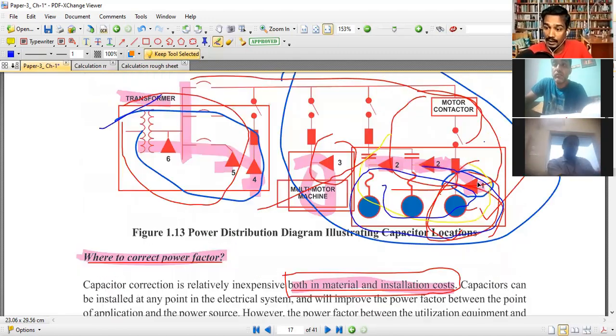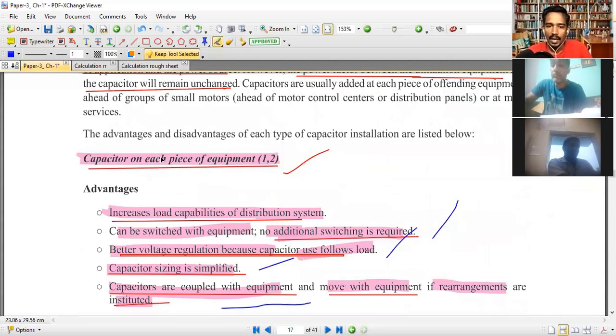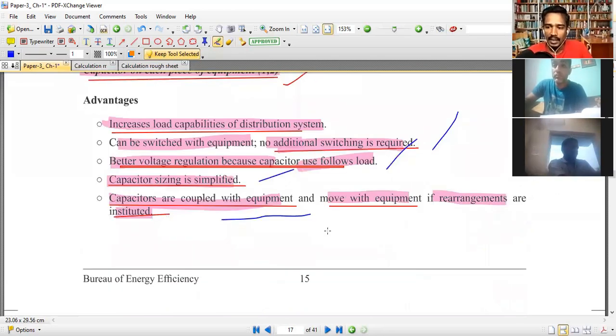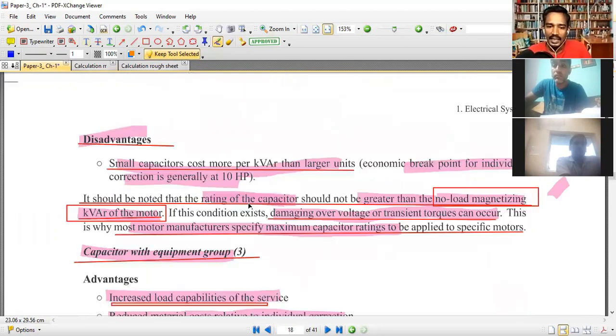Most importantly, the capacitor size is different here depending on where it is installed. The capacitor is coupled directly with the equipment, so there is no movement and no rearrangement. This is the advantage. The disadvantage is that small capacitors are very costly, so we have to consider this for at least 10 HP. Can you understand this one? The capacitor installation and material cost is very high, so we cannot use it for less than 10 HP.